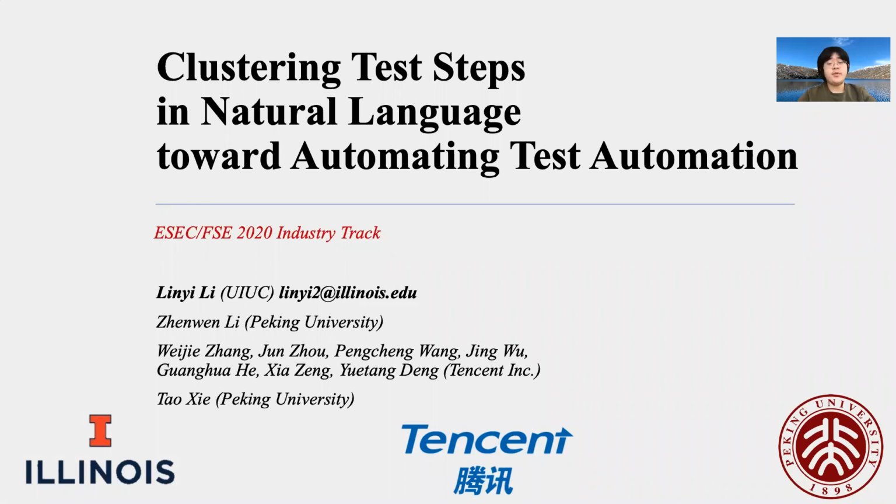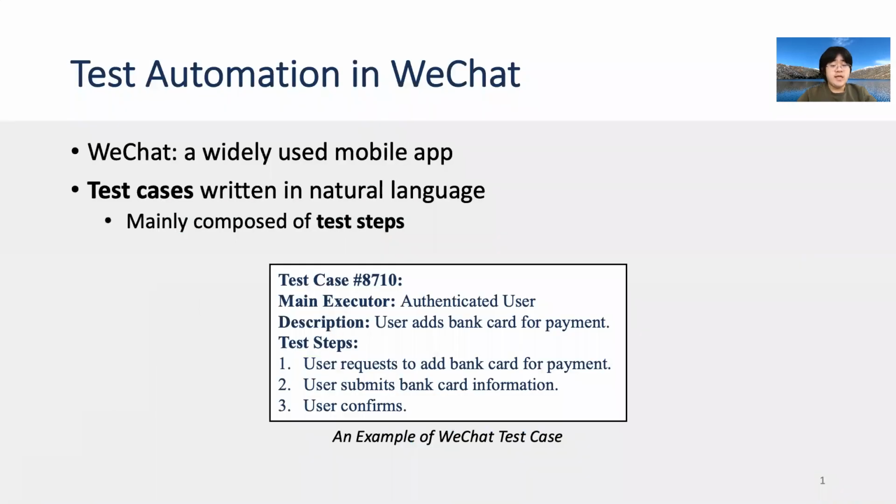Today I'm going to present our work on clustering test steps in natural language toward automating test automation in the industry track. This work is done with my collaborators at Tencent Incorporation and Peking University, including Yuetang Deng and Tao Xie. WeChat is a representative product of Tencent and is a widely used mobile app with over a billion active users from both China and the rest of the world.